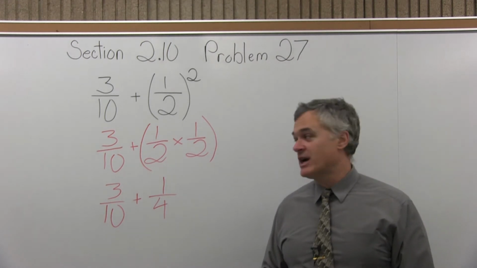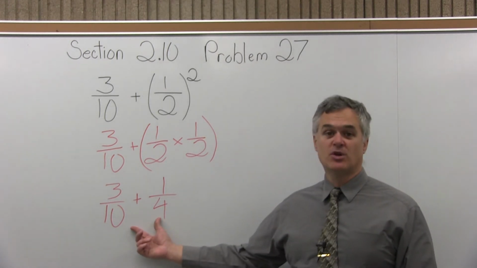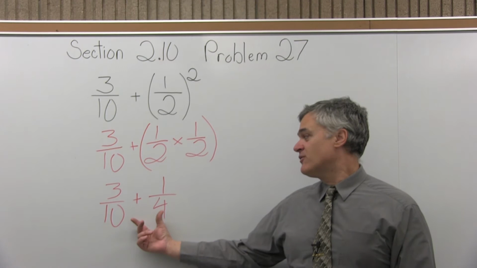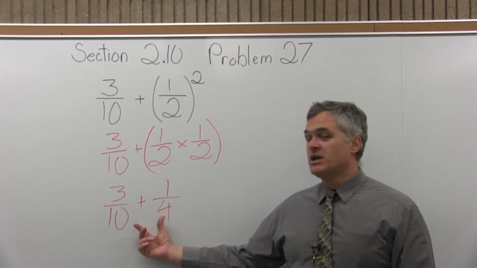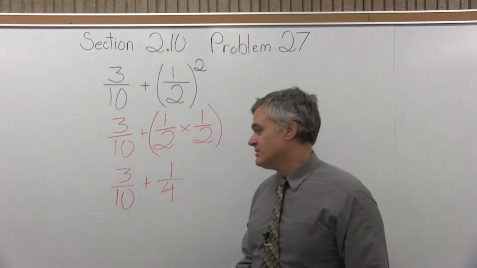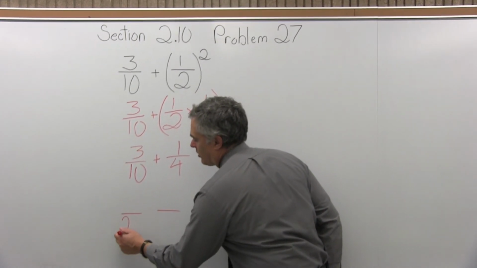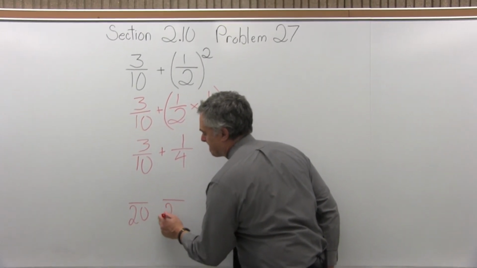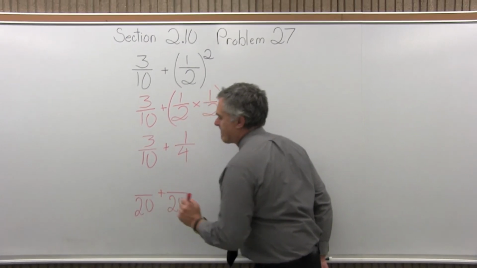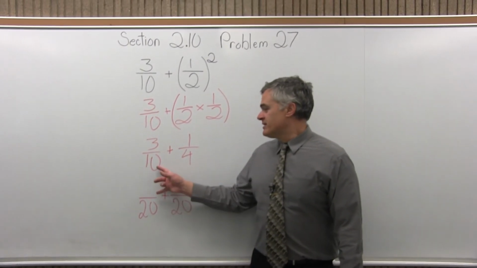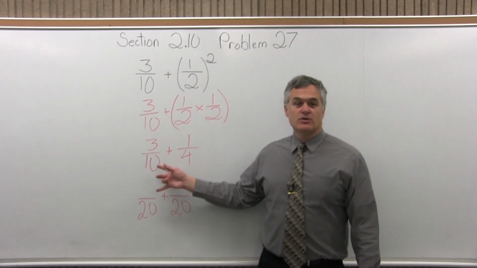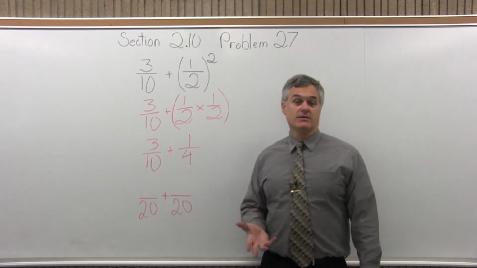So when I add fractions or subtract them, I need to have a common denominator. So 10 and 4 have a common denominator. A good one would be 20. So I'll make them both something over 20. Now, for the 10, how would I turn it into a 20? I would do that by multiplying times 2.